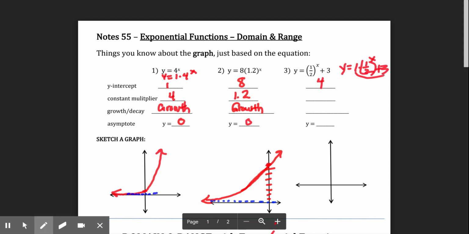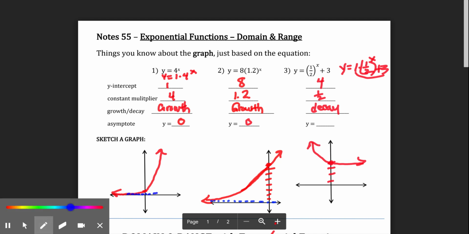The constant multiplier is 1/2. So since that is less than 1, this one is going to be a decay. So if the y-intercept is 1, 2, 3, 4, it's actually going to look like this. Okay, and so it's going to level out right here, when y is equal to 3.